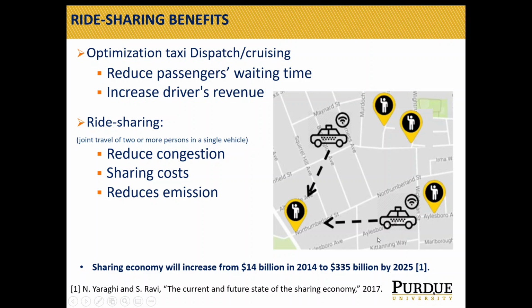Optimizing taxi dispatch and travel times will help in reducing the passengers' waiting time and also will increase the drivers' revenue. Moreover, with joint travel of two or more passengers in a single vehicle, traffic congestion will be reduced. Cost per passenger should be reduced due to the sharing among multiple passengers. Emissions would be potentially reduced.